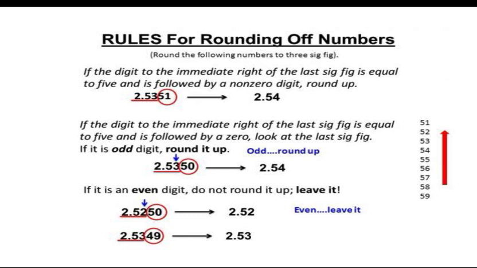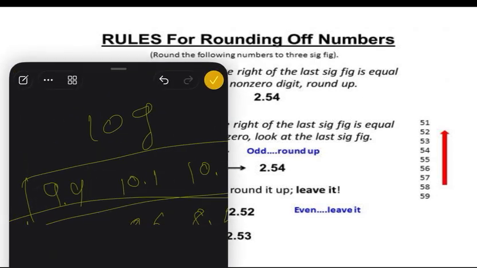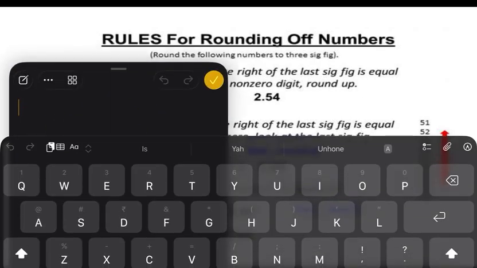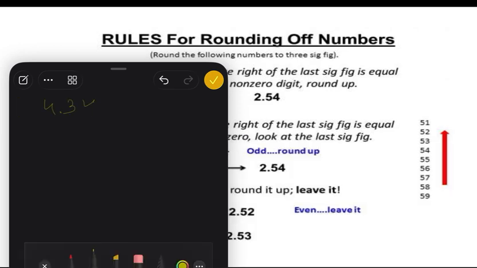2.5350. So 5 is the same, so odd number, round off we can use 2.54. Or even number, this is a 2, so we can write 2.52. It's the same. If the digit is more than 5, increase. Here we can go, if the digit is more than 2, so we can write 4.34.